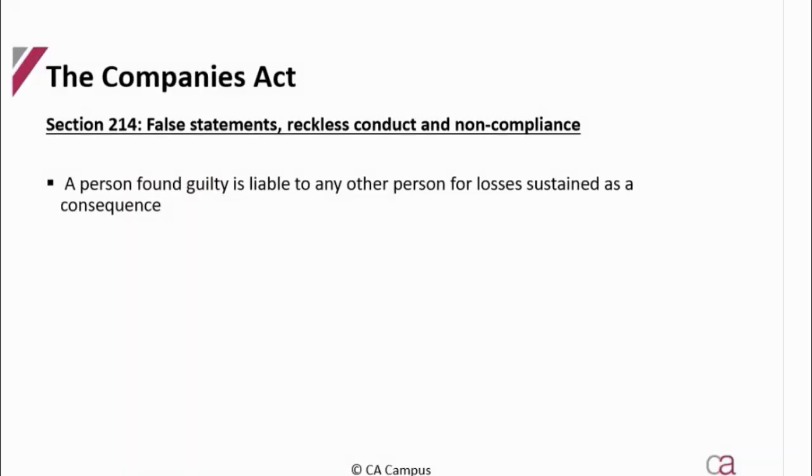And finally, Section 214, false statements, reckless conduct, and non-compliance. So a person who's found guilty of any of these could be held liable for losses. Okay, so just to be aware, when you see that the directors are being associated with or actually creating fraudulent financials, therefore being associated with fraudulent financials, you've got non-compliance with Section 214.